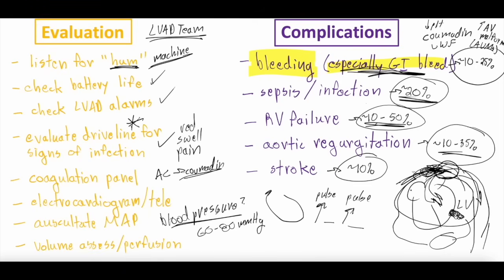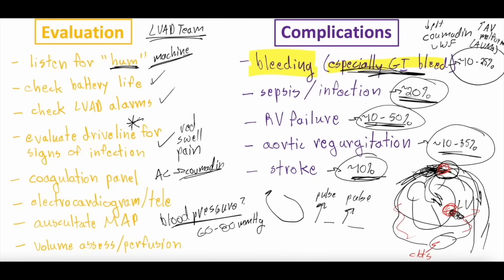And then another one is stroke. Anytime you're pulling blood out of the body into a machine, there's a chance of blood clots forming. Right? You can get blood clots in the machine itself. You can get it in the cannulas, and even having these foreign bodies in the left ventricle or in the aorta. Now, this has gotten a lot better over time. This number used to be much higher, but still around 10%, people say, of patients with LVADs can develop stroke.